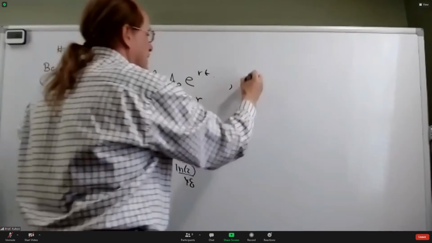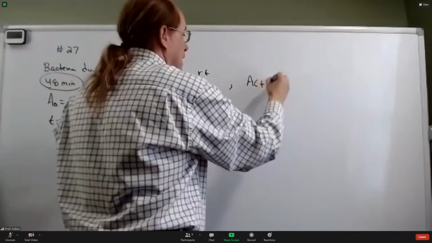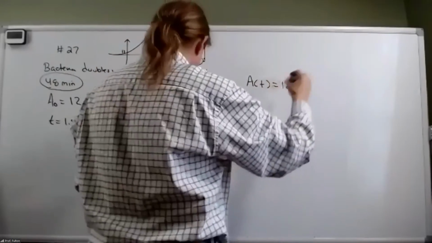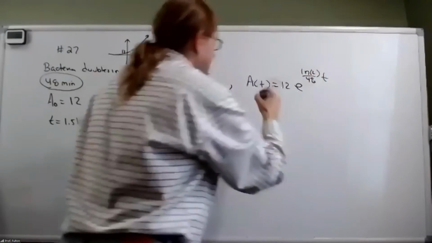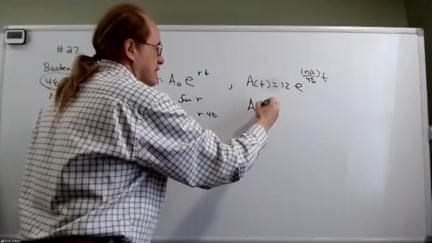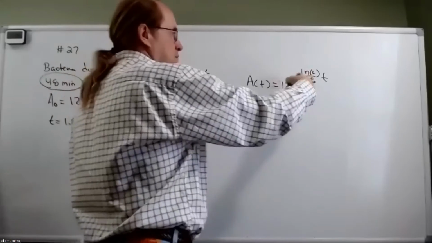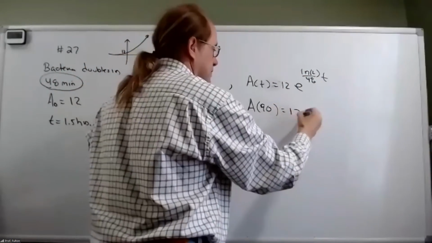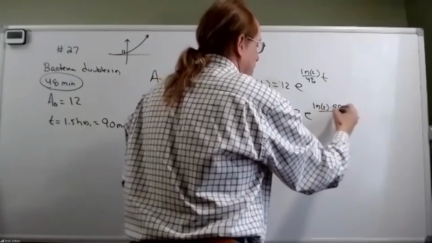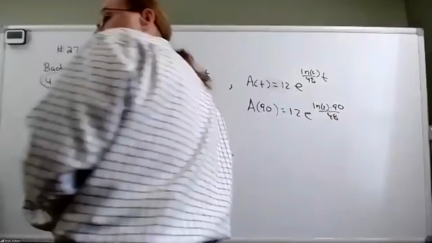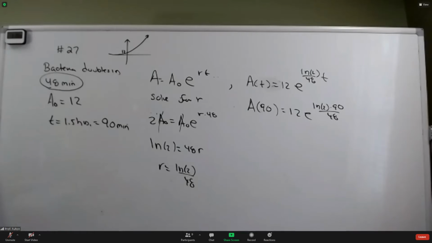So this is my model: A of t is 12 e to the natural log of 2 over 48 times t. Now I want to find out how much is there when t is 90 minutes. It's more than doubling, so I want more than double. Let's see what it turns out to be. So the natural log of 2 times 90 over 48. Essentially what I was typing and writing there, but a little more precise, because it's an increasing as opposed to a decreasing exponential.